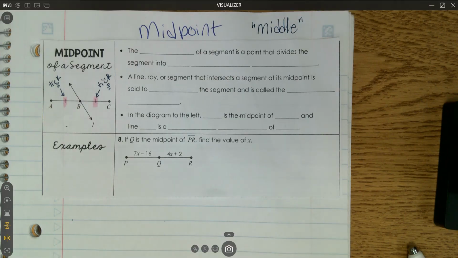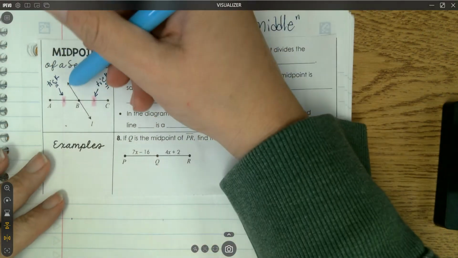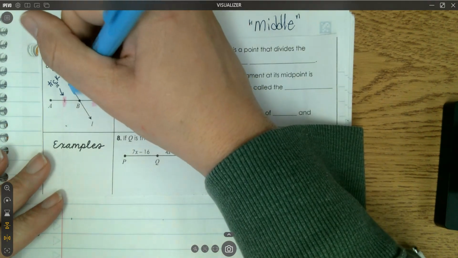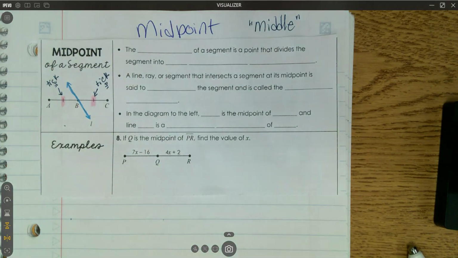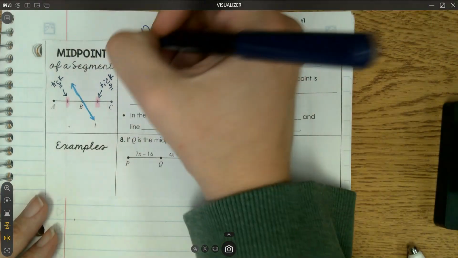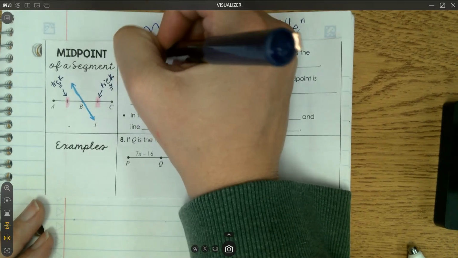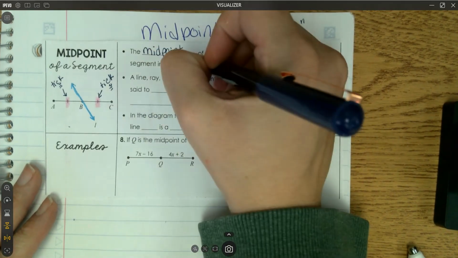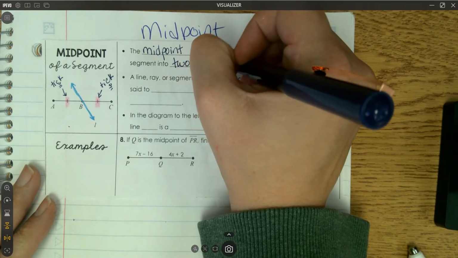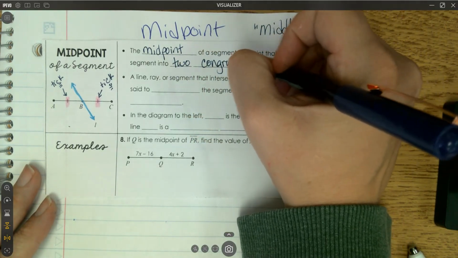I left all my colors somewhere else. By saying, you know what, I also know that this line right here, line L, is what's cutting my segment in half. Okay, so let's get some of these definitions out of the way so we can see it in action here. So the midpoint of a segment is a point that divides the segment into two congruent segments.